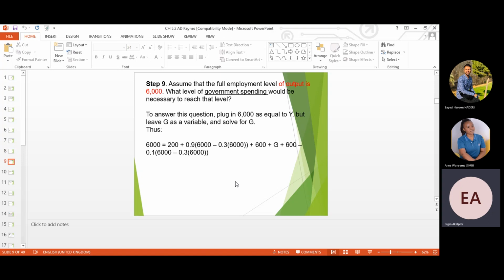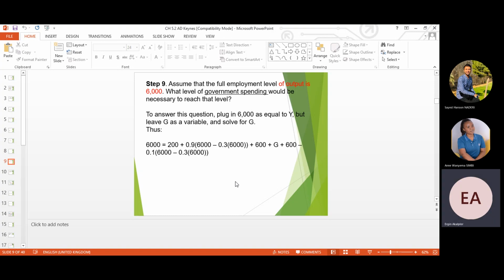What government spending will be necessary to reach that level? Let's go through what will happen now. To answer this question, you plug in 6,000 as equal to Y, put the level of G as a variable, and solve for G. Then we suppose this is equal to the output. Instead of Y we put 6,000, because the full employment level is supposed to be the output.